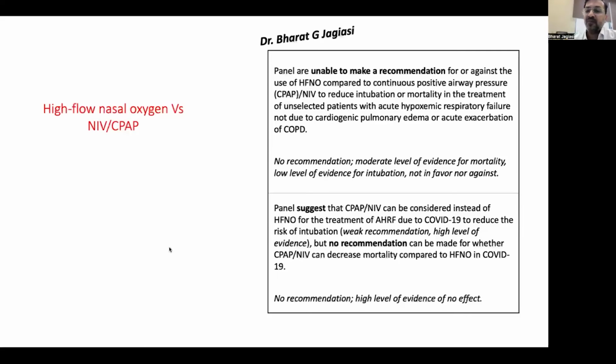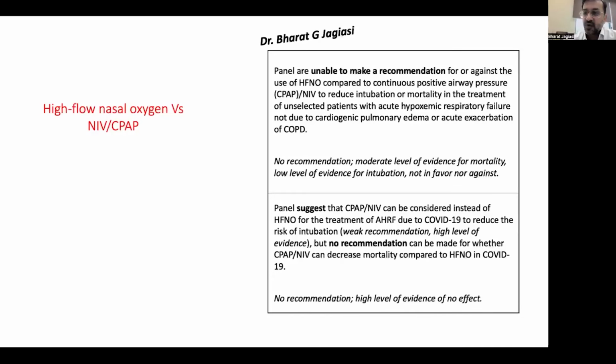This is the reason why they were unable to make a recommendation for or against the use of HFNO compared to CPAP or NIV to reduce mortality or intubation in the treatment of unselected patients with acute hypoxemic respiratory failure, not due to cardiogenic pulmonary edema or acute exacerbation of COPD. So no recommendation, because of moderate level of evidence for mortality and low level of evidence for intubation, not in favor or against. But the panel suggests CPAP and NIV can be considered instead of HFNO in case of ARDS due to COVID-19 to reduce the risk of intubation, but no recommendation was made related to decreasing mortality.